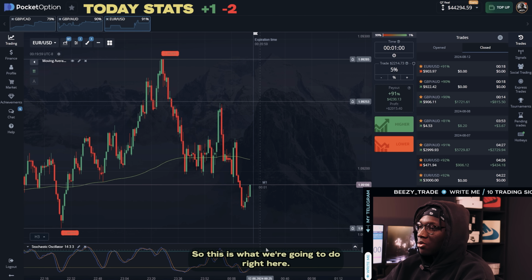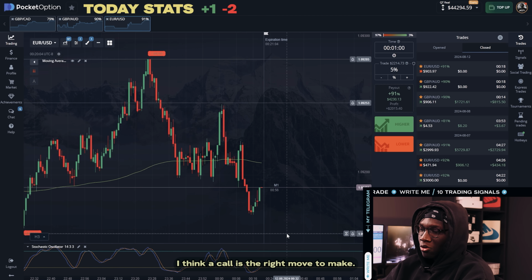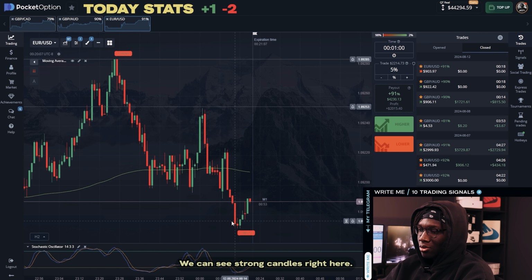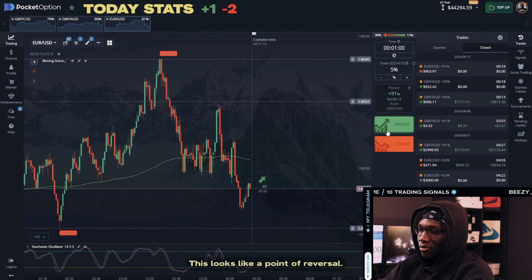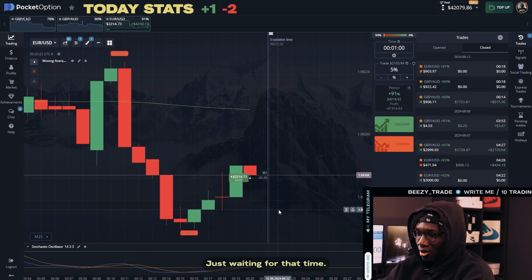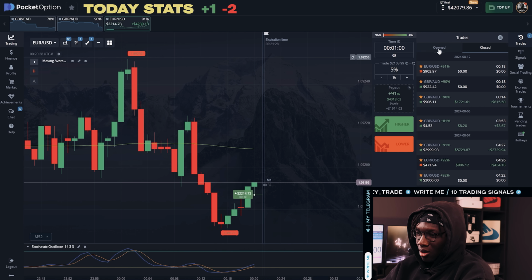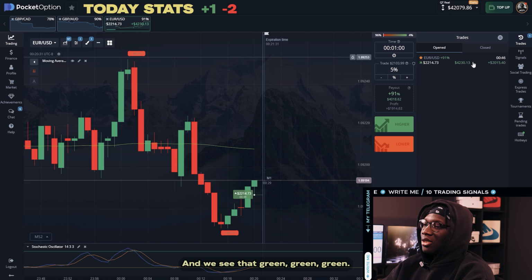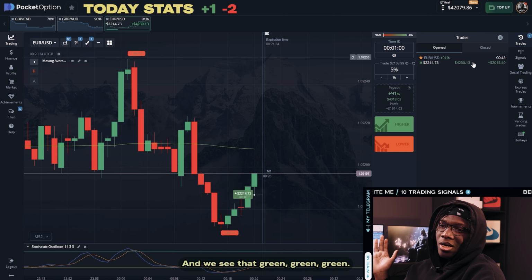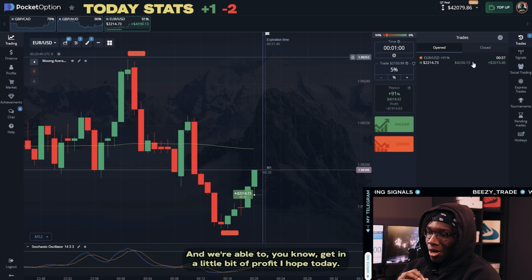All right, so this is what we're gonna do right here. I think a call is the right move to make. We can see strong candles right here. This looks like a point of reversal. So I'm just gonna try to snipe my way into a nice little call anywhere here. Just waiting for that time. Okay, I'm gonna enter a little bit earlier than I wanted to, but I'm just gonna hope that price doesn't push past and we see that green, and we're able to get in a little bit of profit, I hope, for today.